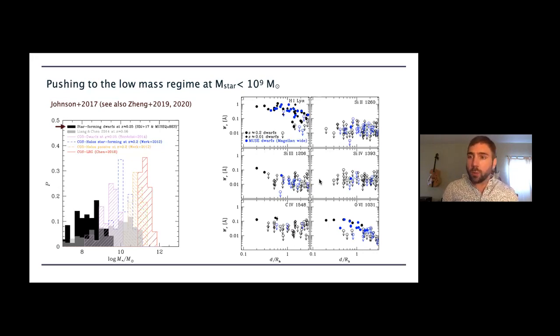I also point out that Nikki Nielsen and Stephanie Poynton have looked at the kinematics of magnesium-2 and O6 in group environments, and it's complicated. For the O6, the profiles seem to be on average narrower in group environments, which is kind of interesting, whereas the magnesium-2 are potentially broader.